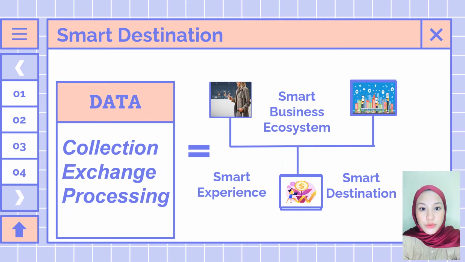Smart destination works when all the data that has been collected is exchanged and processed. The product and benefit that we will get from this method create smart experience, smart business ecosystem, and smart destination. Smart tourism can be implemented in any number of different ways, providing it achieves the outcomes and enhances resource management, sustainability, and competitiveness. The five methods are Smart Accessibility Options, Smart Sustainability Initiative, Smart Information Sharing, Smart Research and Management Tools, and Smart Tourist Experience.